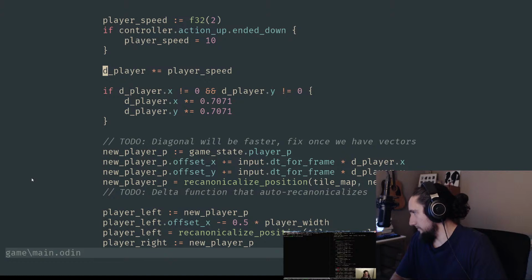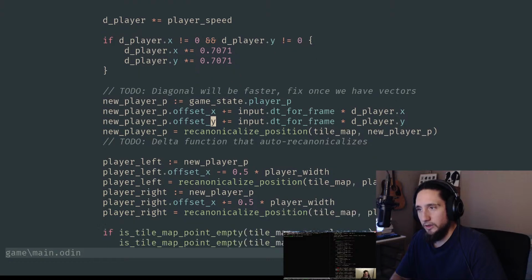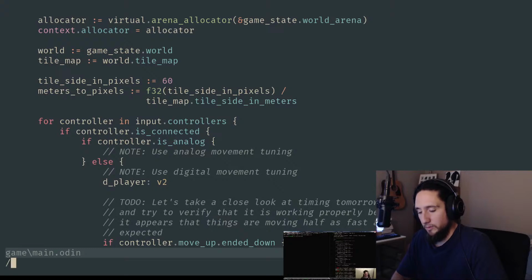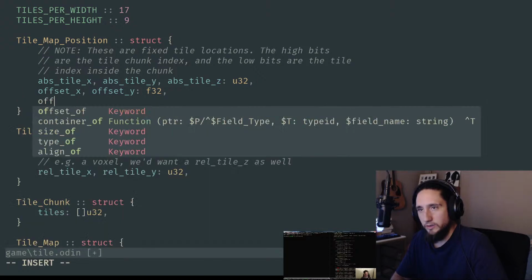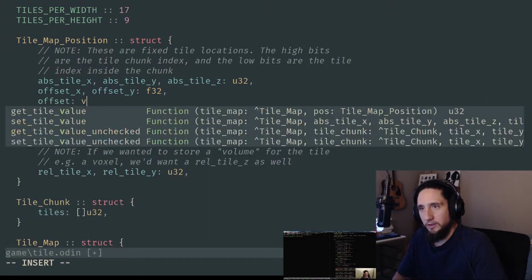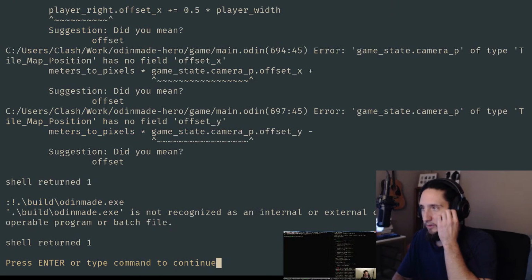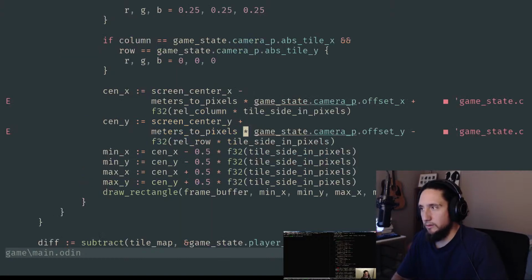Here, it looks like he was changing the player's offset X and Y. And for some reason, I can't go to definition for these. So would that be like tile map position? Yeah, offset X and Y. So if we just say that this is the offset and it is a vector 2, and then we do that, we're going to have a whole bunch of things get busted. So let's go back into game main. Was that line 697 over here?